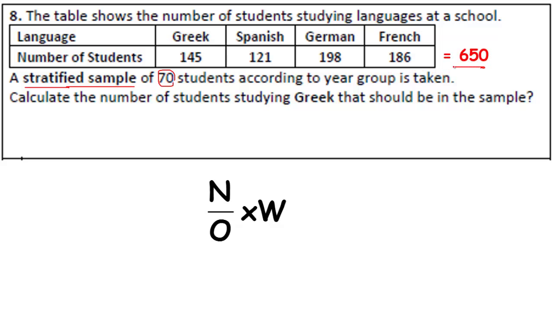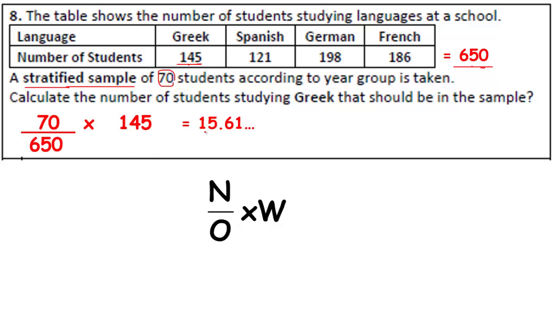I'm getting 650 when I add them all up. And what do I want? Calculate the number of students studying Greek. So it's the 145. So this is what I'm going to do: new 70 over old 650 times what I want, 145. So you need to identify those three numbers. This will be on the calculator paper.